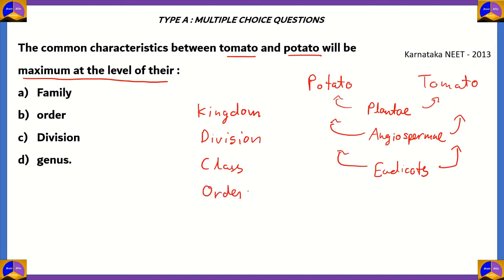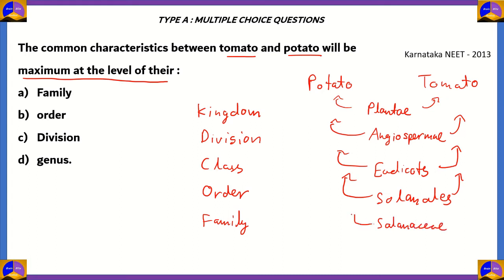Now, what about order? In the taxonomic category of order, we can see that both the potato and tomato belong to the order Solanales. And now we can move on to the family. If we look at family, both the potato and tomato belong to the family Solanaceae. So that means they have the same family. They belong to the same family.